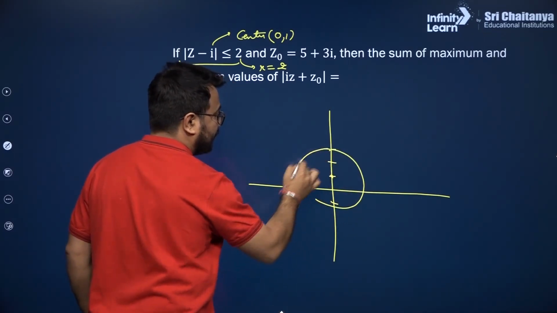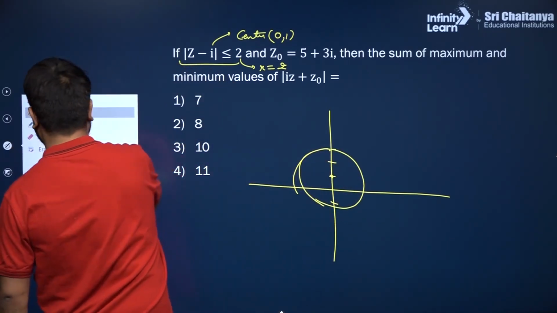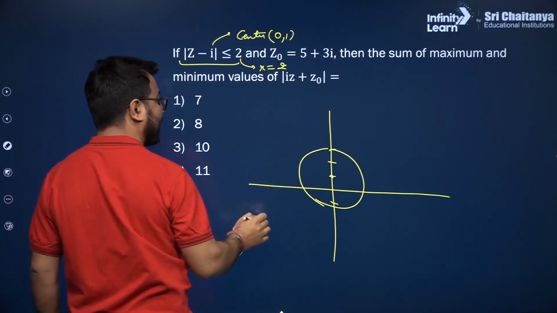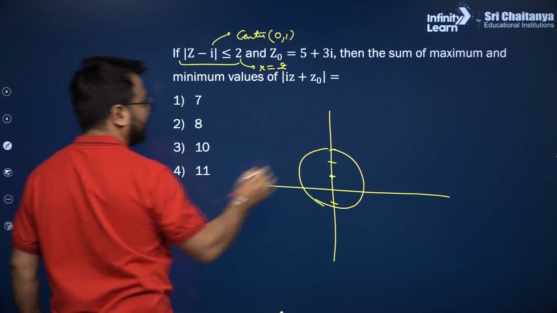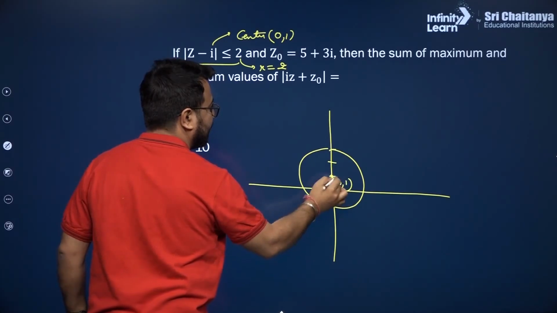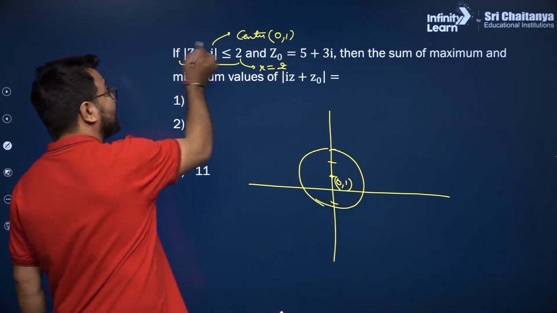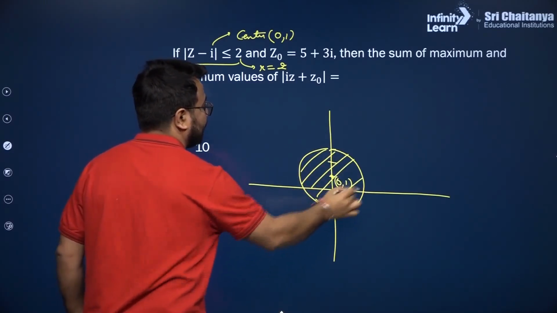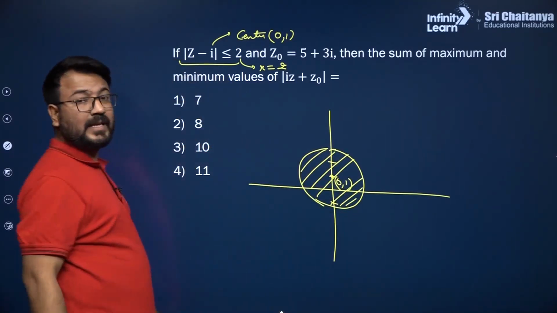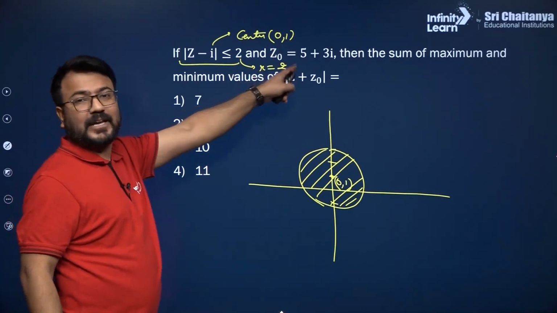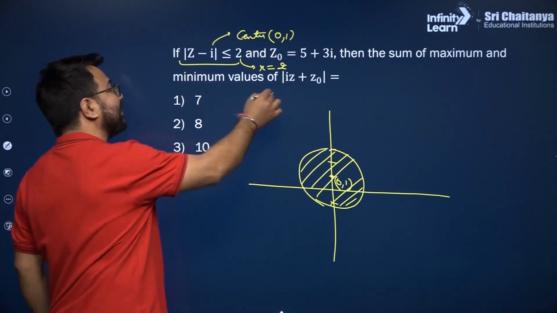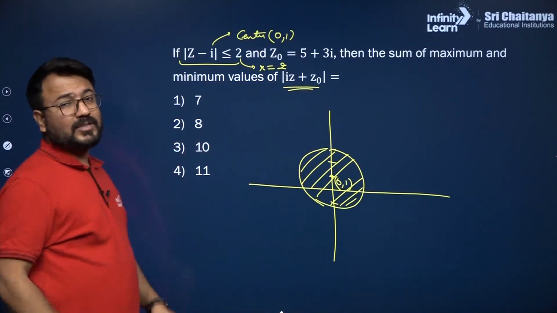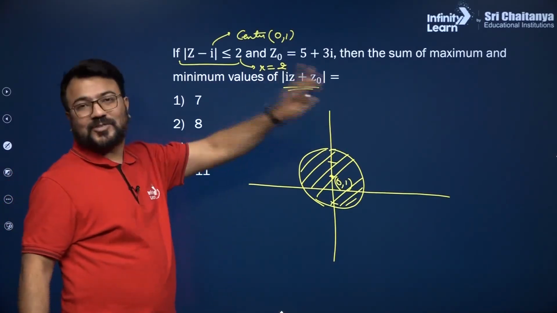This circle will pass through 0, minus 1 and 0, 3. So from here this circle will pass. I hope you are able to understand. This particular expression represents the inner region of the circle because the sign is less than. Now there is a point z0 which is 5 plus 3 iota, and I want to get the minimum value of this expression. So I want that iota should be attached to z0.